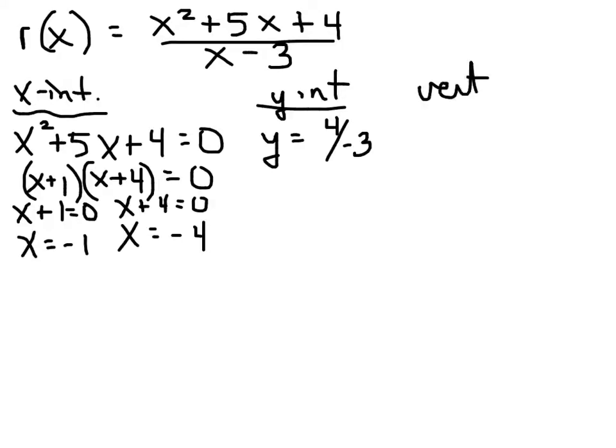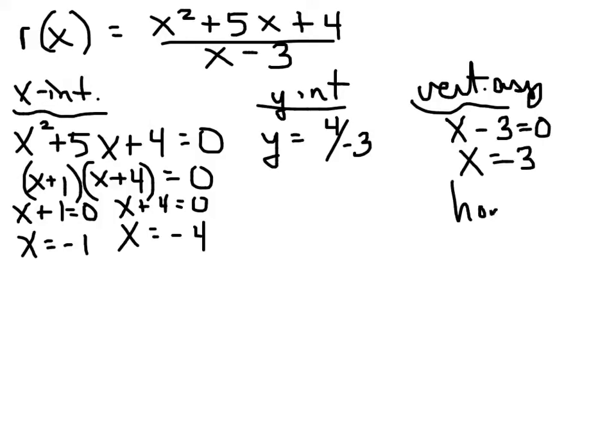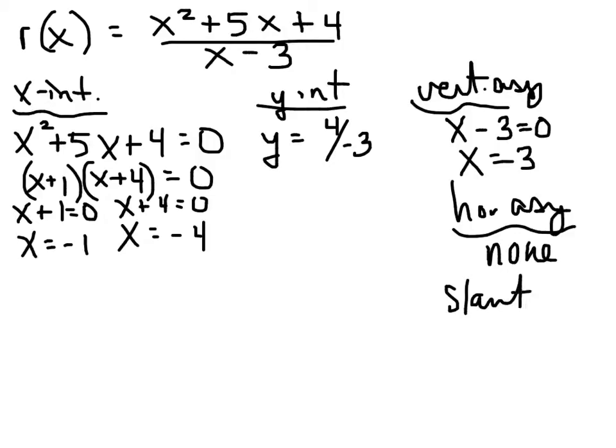Vertical asymptote, this one I made kind of simple because of the fact that it's only one thing. X minus 3 equals 0. I set the bottom equal to 0. I get x equals 3. The horizontal asymptote, looking at the degrees again, 2 on the top, 1 on the bottom. Top is bigger, that means it has none. But more specifically for this one, it does have a slant because the top is one more than the bottom.